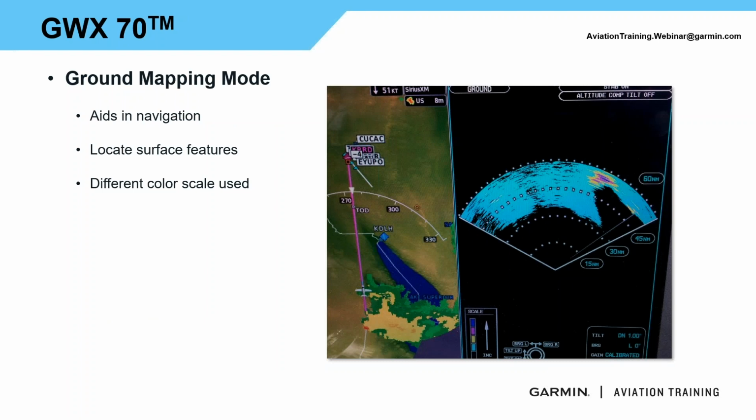Ground mapping mode is a feature that can be used if you're trying to find your geographical location. It is operating the exact same as normal weather mode. However, it's just displaying it in different colors. So I do like this example, though. I have my inner ground clutter line, and then I have a couple of geographical features that are illustrated perfectly.